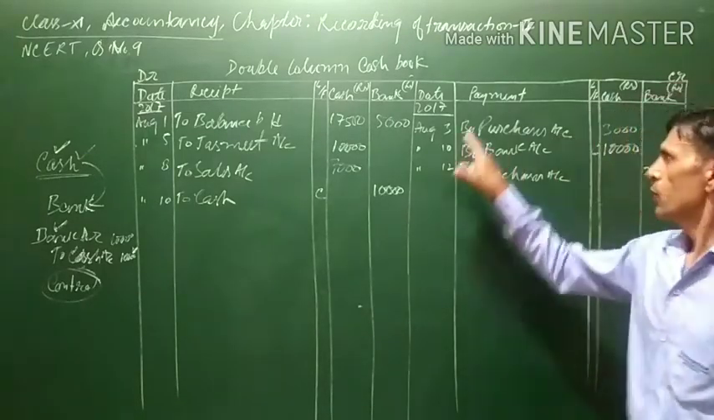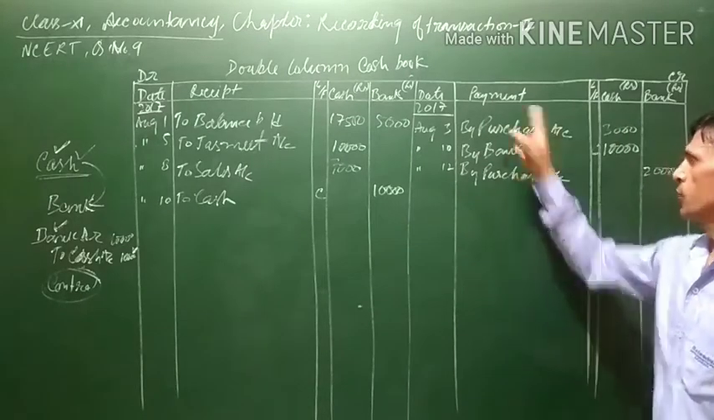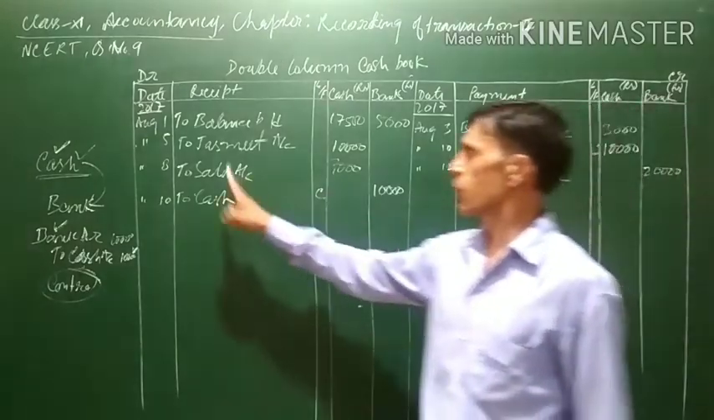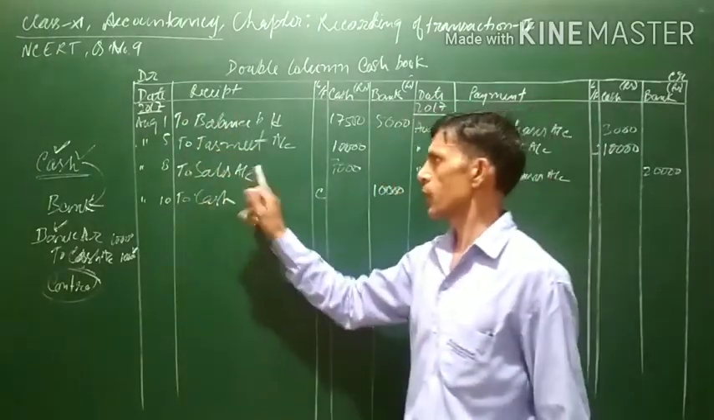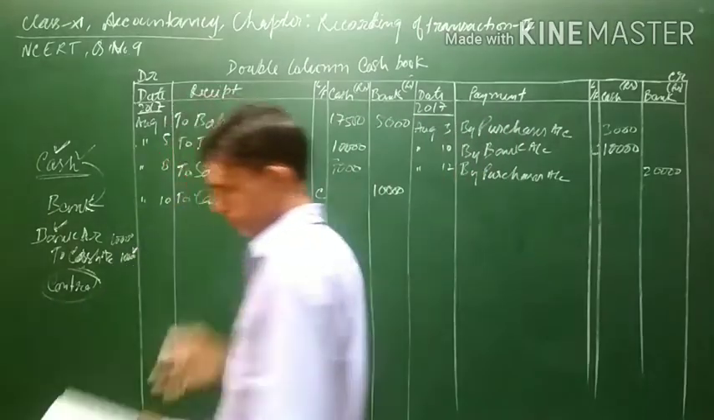Now, as you know, on the credit side, whatever is written in the payments side, the prefix should be by, and in case of the debit side, that is the receipt side, whatever account we are writing should be written with the prefix to.